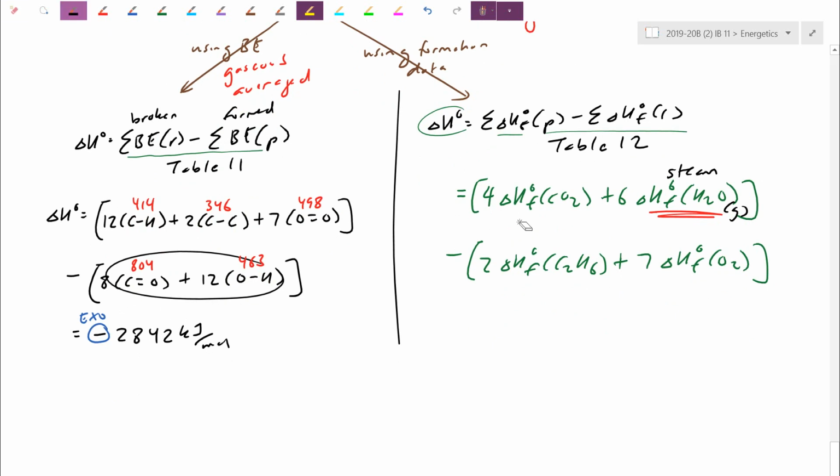4 times the CO2 value. Formation of CO2 as a gas is negative 393.5. I'm going to use the steam value for water. I'm given water liquid, water gas. As a gas, it's negative 241.8, also kilojoules per mole. The ethane molecule as a gas, heat of formation is negative 84. And then, oh no, I can't find this one here on the table. Well, because this is an element here, we know it's 0. You can't form oxygen from anything simpler than that.